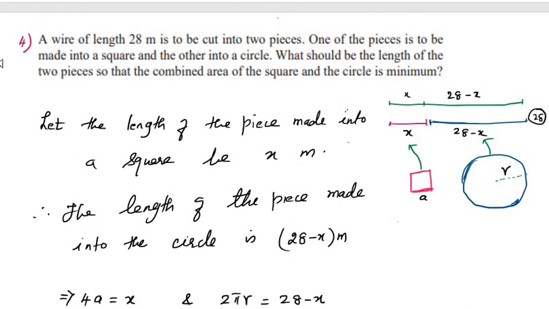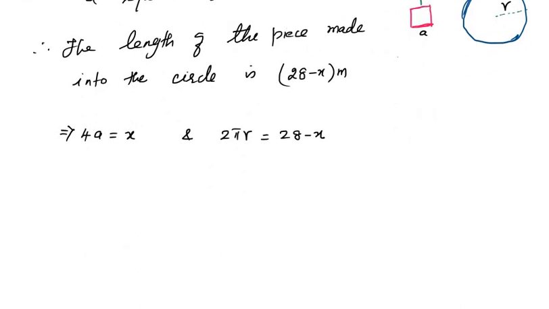What should be the length of the two pieces so that the combined area of the square and the circle is minimum? Therefore, we have to minimize the area of both the diagrams. Understood? Now the combined area. Just leave two lines and write combined area. What is the combined area? The combined area, I can give capital A.